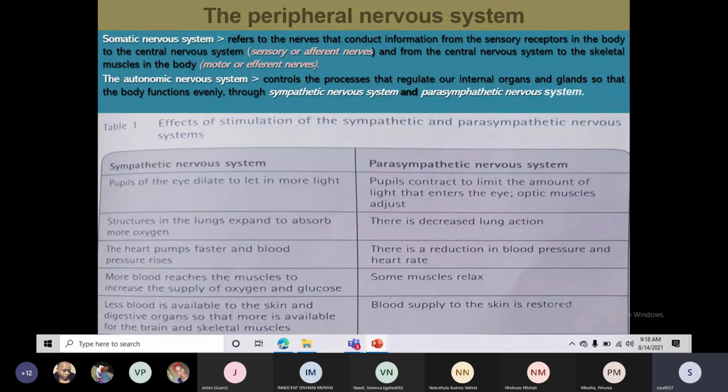When you are shocked by something, or when you are in danger or an accident, automatically, to avoid the brain from hitting the skull, these things are reflexive, they are so quick. Automatically, enough blood vessels, enough oxygen will go straight to your brain so that it is not affected. Like they said, less blood is available to the skin and digestive organs, so that more is available for the brain and the skeletal muscles. So that is to protect the important structures of your body, the brain and the skeletal muscle.